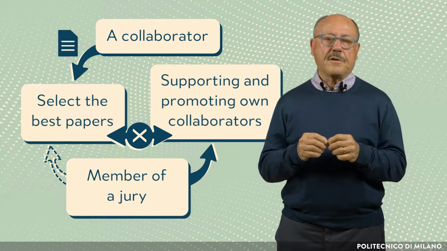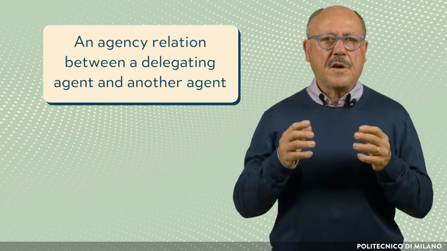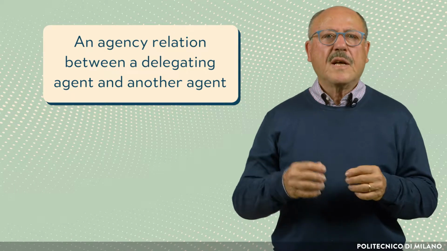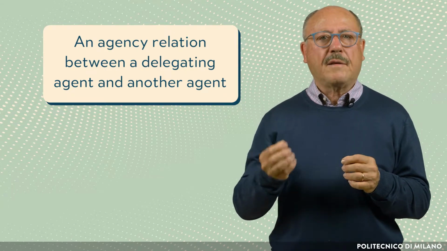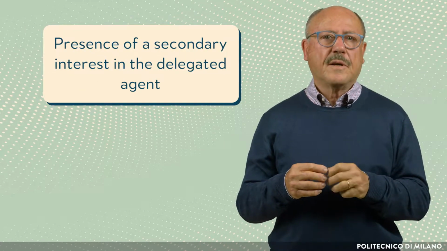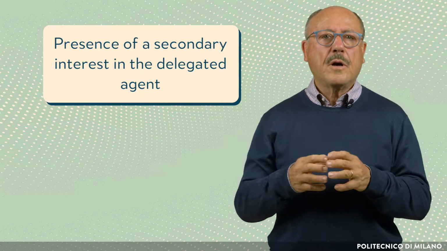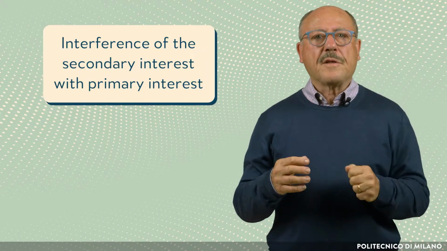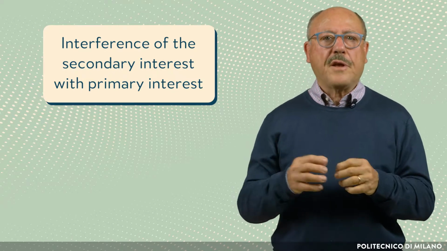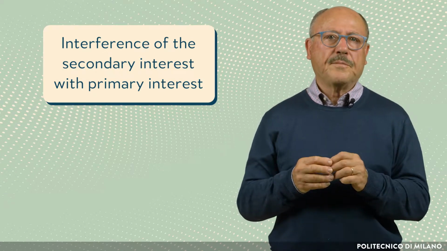In conclusion, a conflict of interests requires three main elements: an agency relation between a delegating agent and another agent. In the example, the conference, viewed as an agent, delegates the program committee members to evaluate and decide. The presence of a secondary interest in the delegated agent. In the example, the agent aims at supporting and promoting his or her own collaborators. An interference of the secondary interest with the primary interest. In the example, in the context of paper selection for a conference.